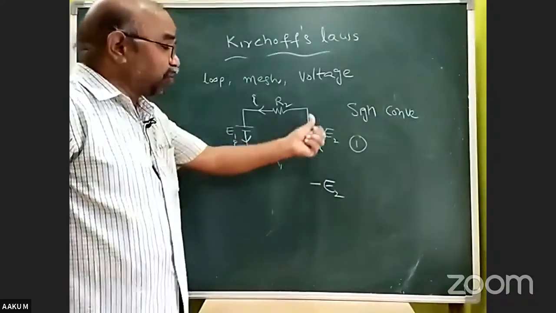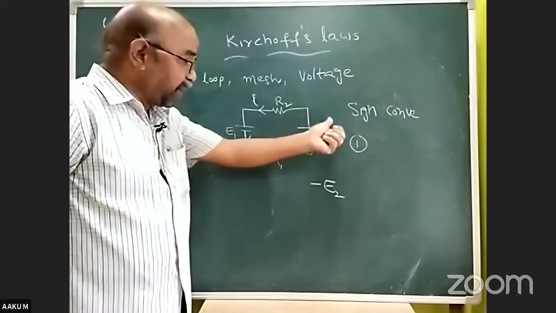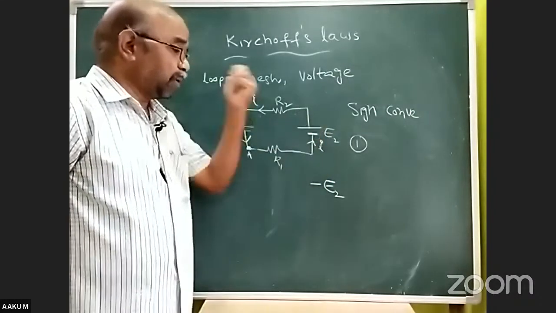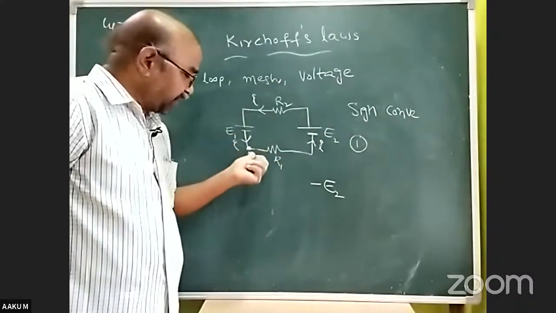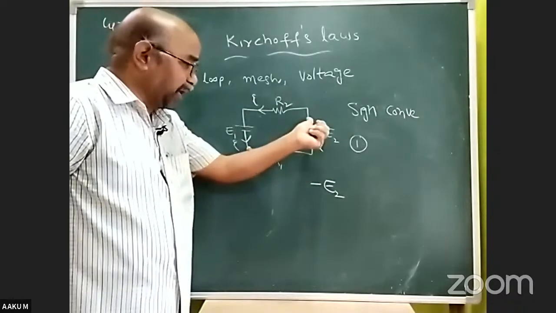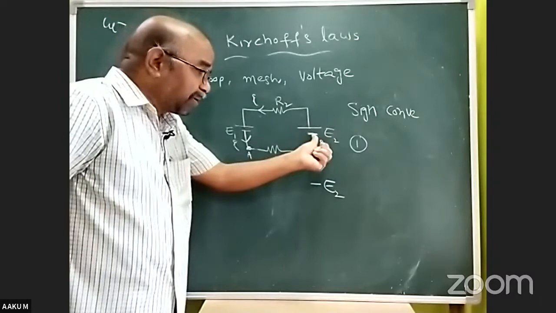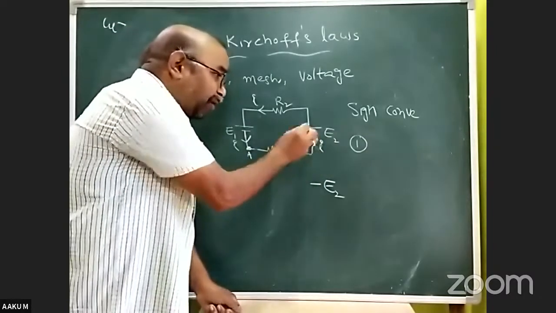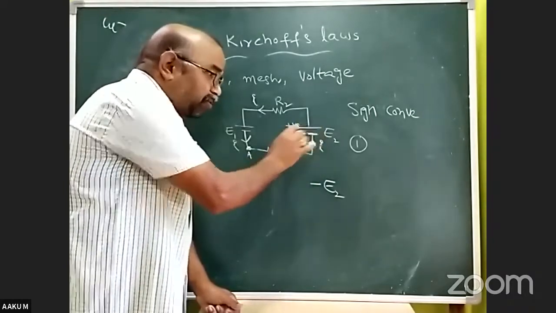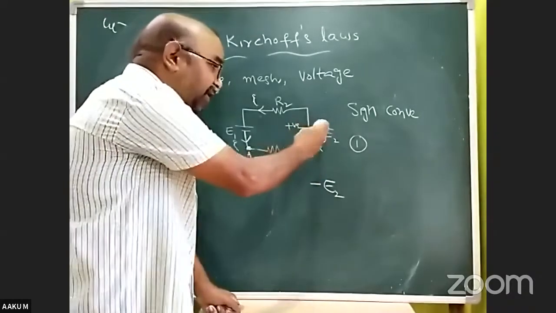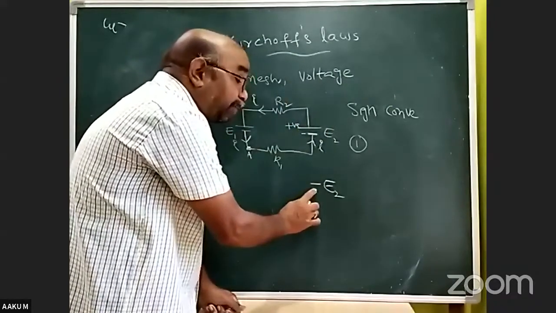When we are entering into a cell, through whichever terminal we enter, that sign we have to give. Here we are entering into the cell E2. While I am calculating the currents, potential drops and electromotive force, I started at A and entered into the cell E2. I am entering through the negative terminal, isn't it? The small line is negative, the large line is positive of the cell. So I am entering into this cell through the negative terminal.